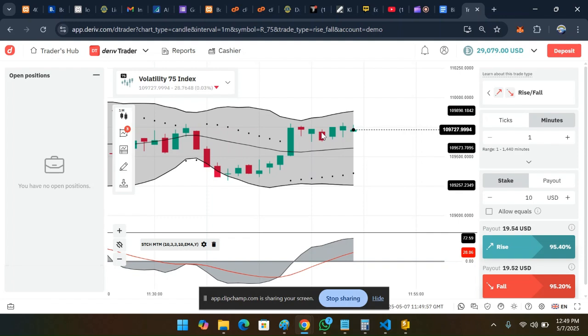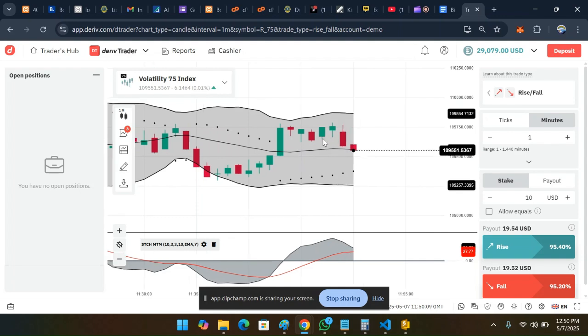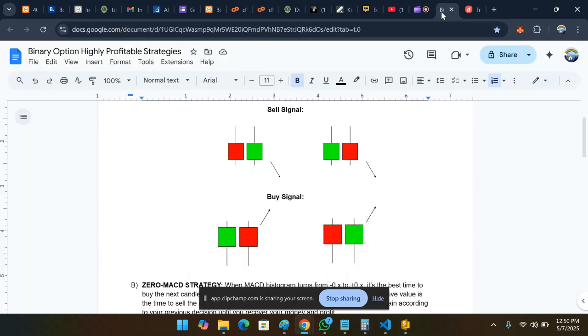Now look at this. The sellers take it down but couldn't make another lower low. You understand? That's the reason if you had bought this, you would have won. But we took this, we won. Are you getting it now? But it's still okay. Now, looking at our diagram, you see that the level of the candle matters most.